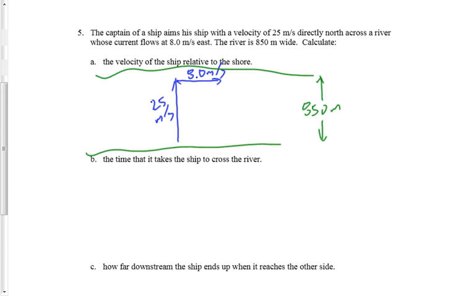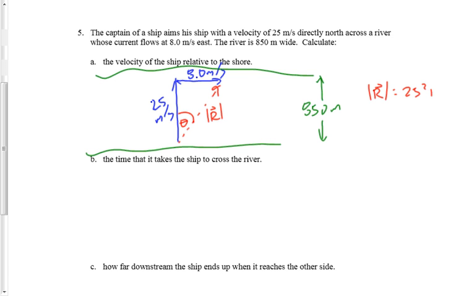What are we looking for here? The velocity of the ship relative to the shore. We're looking for the dotted line vector, right? Where the ship actually goes, right here. So how fast the ship is moving relative to the shore. Now, we're looking for the resultant vector there, at least the magnitude of it, and the direction. So let's get R there now.